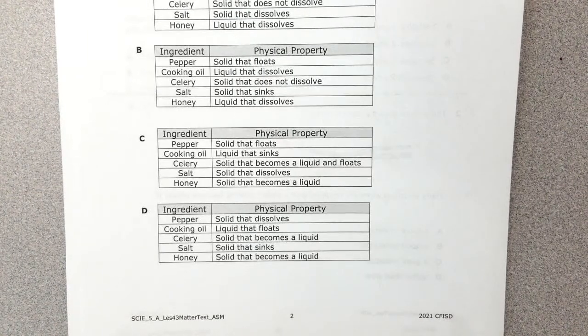D. Ingredient, physical property. Pepper, solid that dissolves. Cooking oil, liquid that floats. Celery, solid that becomes a liquid. Salt, solid that sinks. Honey, solid that becomes a liquid.